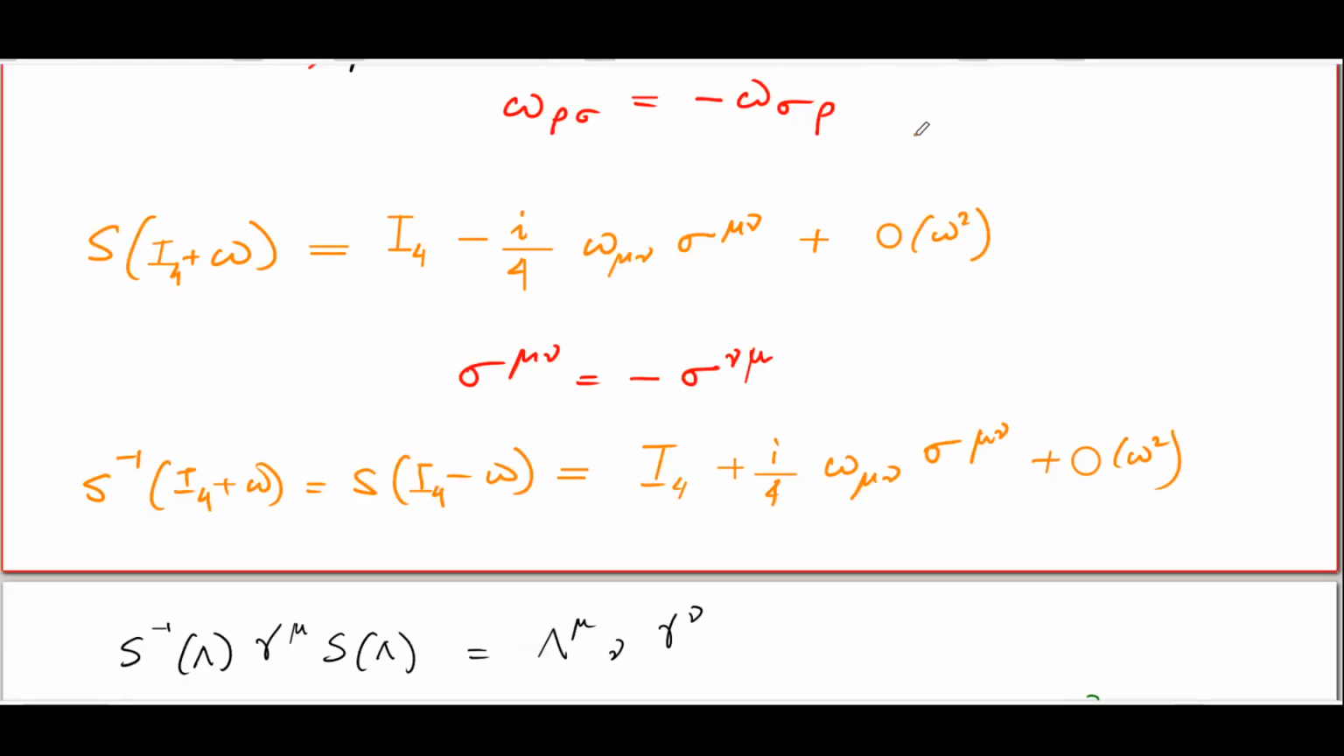Having identified parameters omega rho sigma, which parametrizes an infinitesimal Lorentz transformation, let us now turn to the question of the form which the matrix S acting on psi takes for such an infinitesimal Lorentz transformation I4 plus omega. This I4 plus omega is our Lorentz transformation, the infinitesimal one. Notice that when omega is 0, the Lorentz transformation simply is the identity, which means you are not really changing from one observer to another at all.